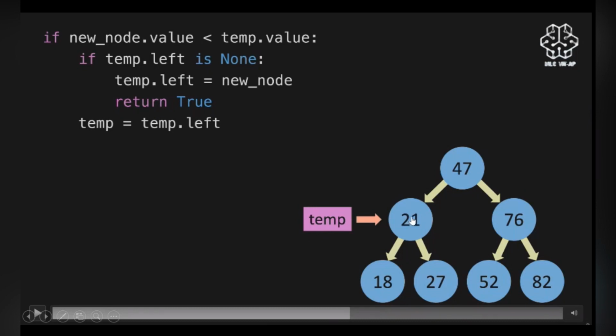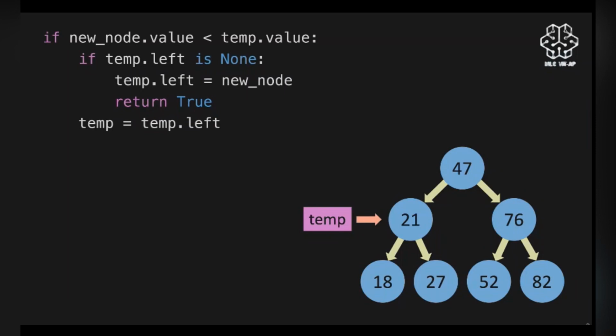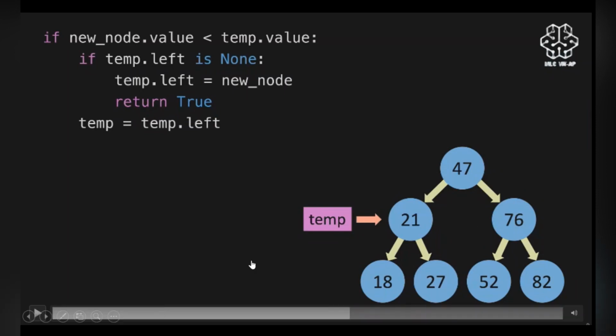And now again, this entire operation will run on our new temp node, which is 21. So again, we'll carry out this comparison with our new temp variable, which is 21. So 27 is greater than 21, which means we'll have to append the value to the right side of our 21 node. So again, we shall be checking if temp.right is none or not.